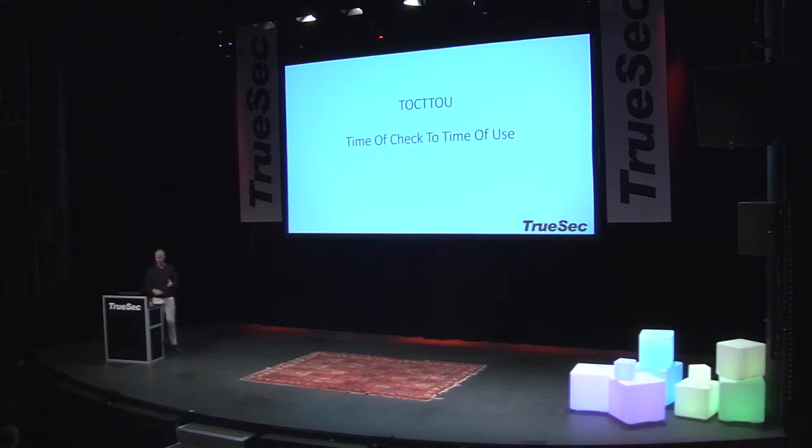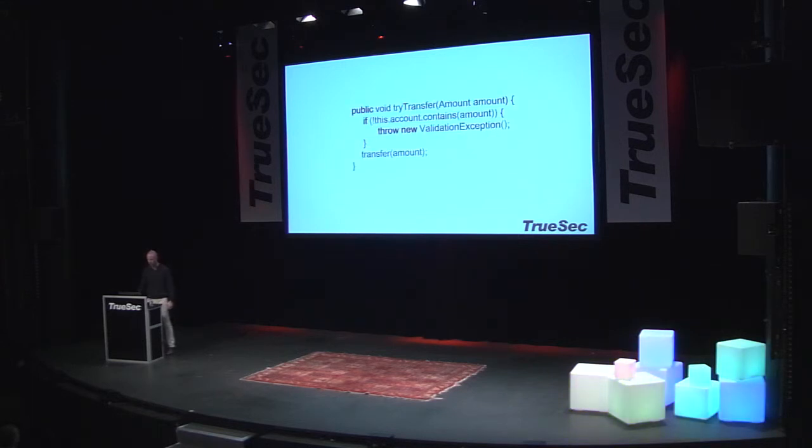Because there's this thing called TOCTOU, time of check to time of use. And this is everywhere in code. You've all seen it without thinking about it, perhaps. Let's take a look at this function: try transfer some amount. We check that our account contains that amount. This is a business rule, and then we transfer it if it's okay. So you have a time of check here, and a time of use right here.